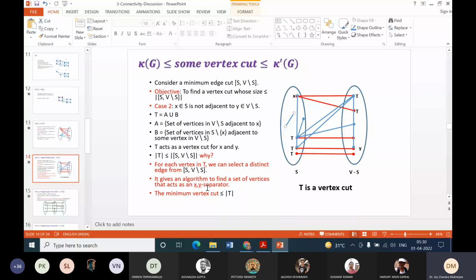If you delete these vertices from this graph, definitely x and y will be separated. Now we create T as a vertex cut, and definitely the size of this vertex cut must be greater than or equal to the minimum vertex cut. So the size of the minimum vertex cut is chi G. So chi G is less than or equal to |T|, which is less than or equal to |S V minus S|, the minimum edge cut. So chi G is less than or equal to chi prime G.